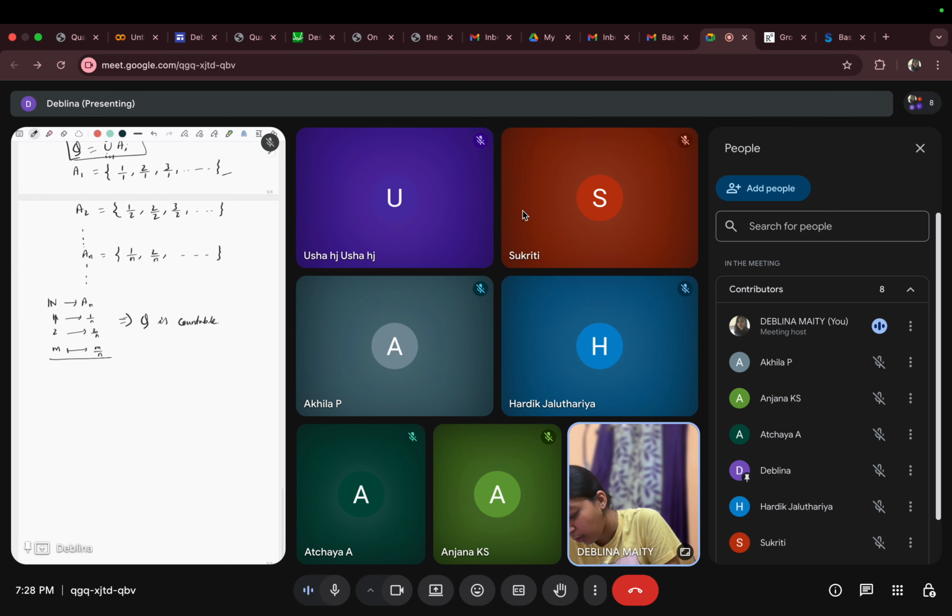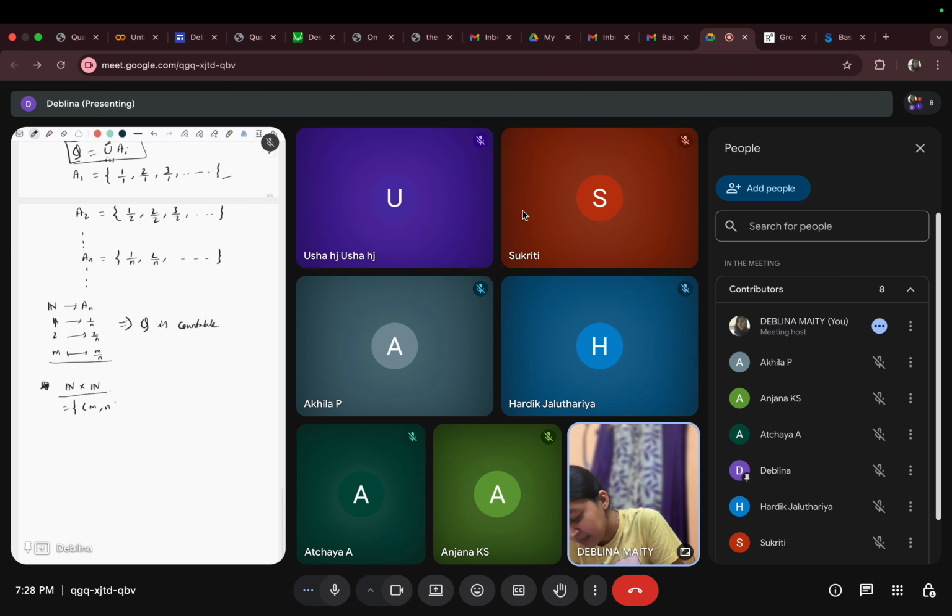Now what about N cross N? It is also going to be countable, because N cross N is the set of pairs (m, n), where m and n belong to N. So we can also write this as a11, a12, like this, and a21, a22, like this. So N cross N is also going to be countable.